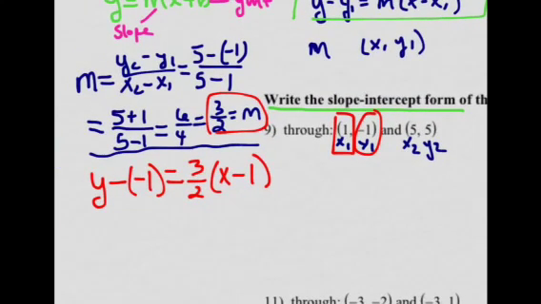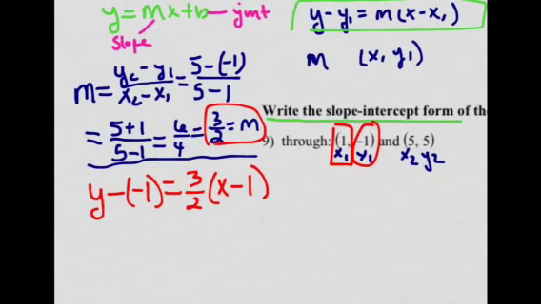Okay? Well, we have our equation now, but it's not in slope-intercept form. But we can get it there with a little simplification. First, we can clean up our double negatives, which we know is really y plus 1 equals, and then we can distribute this 3 halves, making sure we give everybody some love. So we get 3 halves x minus 3 halves.